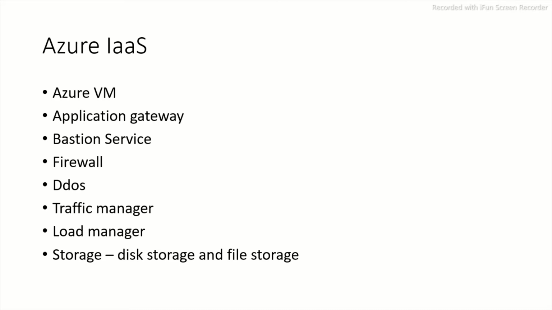Firewall, I think pretty much everybody knows why a firewall is used. It helps protect you against attacks. DDoS, which is distributed denial of service, also helps you against cyber attacks. If you're getting a lot of requests from a single IP address, then DDoS is going to protect your environment.